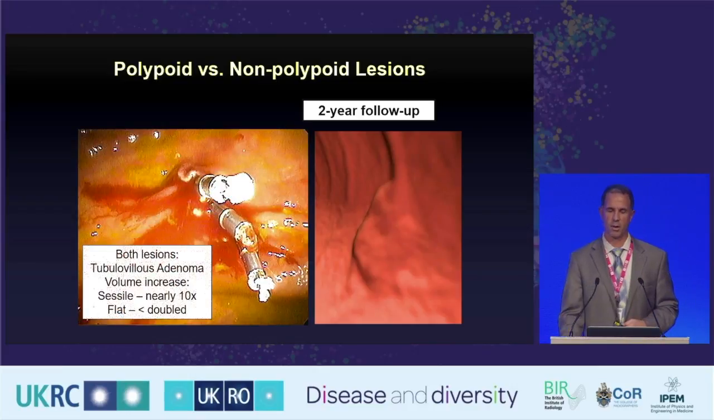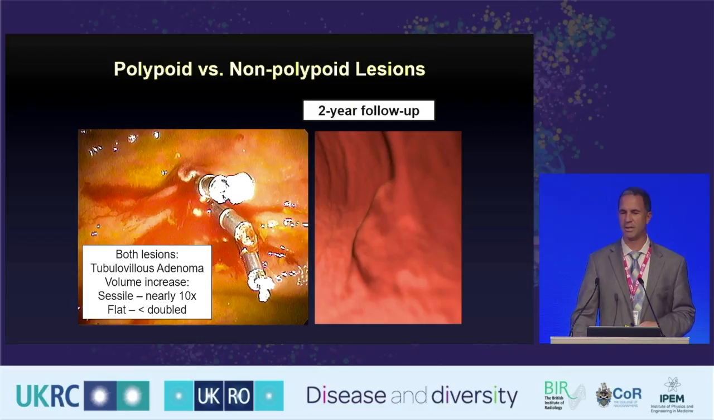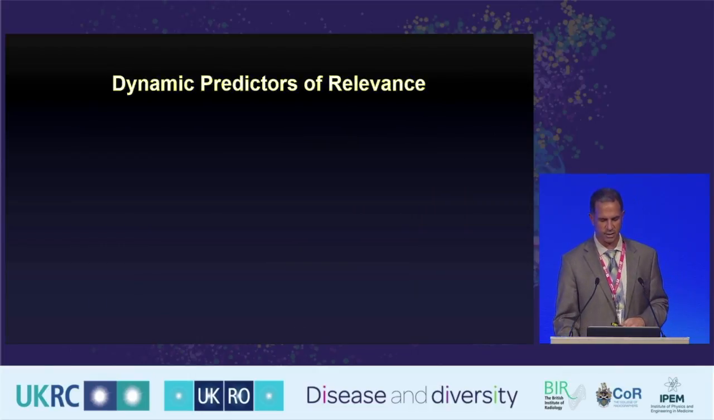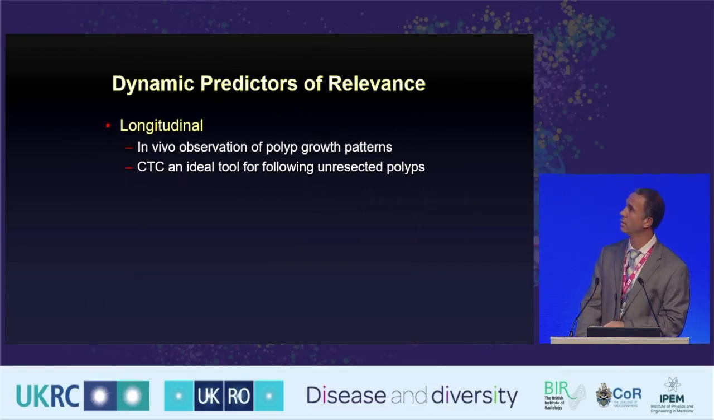There was a little bit of bleeding. They were able to control it. And sorry, both of these lesions were tubulovillous. But the volume increase of that sessile lesion was tenfold, whereas the flat lesion didn't even double in volume. And that's what we persistently see. And that's why we're going to talk now about the longitudinal follow-up.